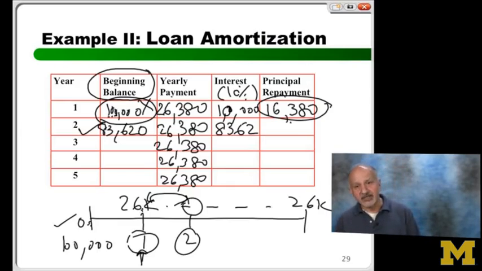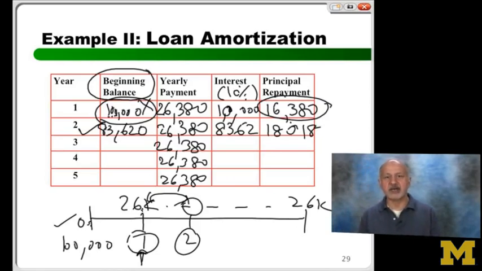The good news is my interest has dropped. Yep. But the reflection of that good news is that I'm paying back more. So if I paid back 16,380, how much am I paying back now? More or less? Answer is, if the interest amount is dropped, the repayment amount has to go up, assuming that I'm paying back the same amount, 26K or so every year. So the answer to that is 18,018. For the ease of saving time, I've just done these calculations ahead of time.